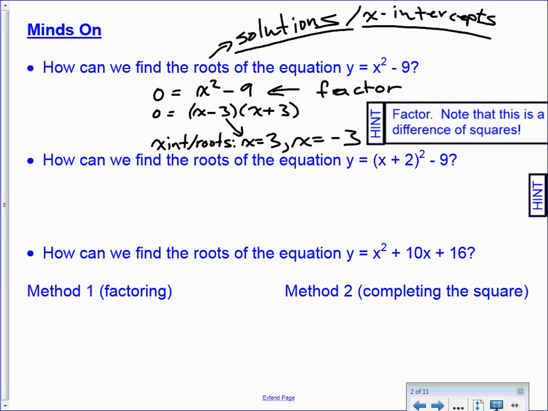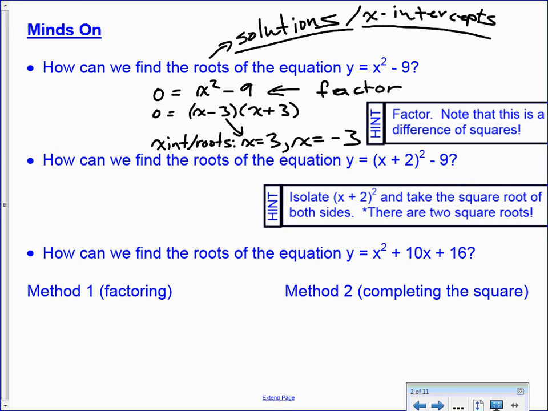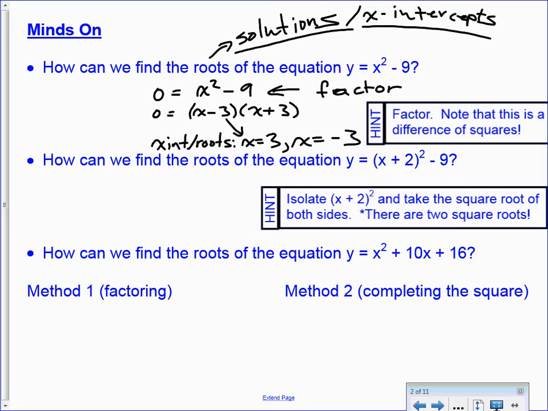Now, when we want to find the roots of this next equation, we're going to do the same thing. If you're not sure what to do, this is the hint that we'll do. We're going to isolate x plus 2 squared and take the root of it.